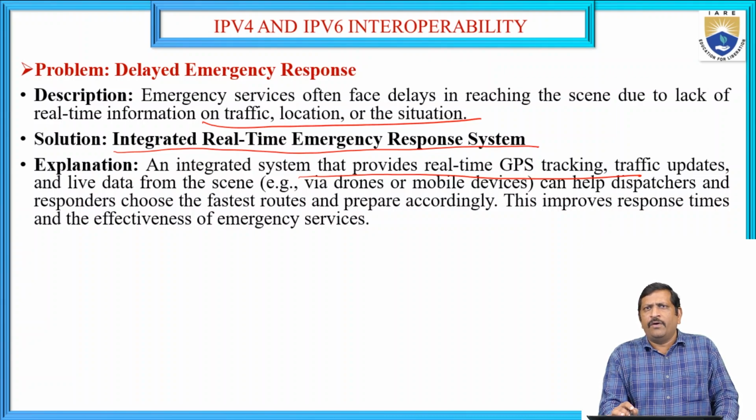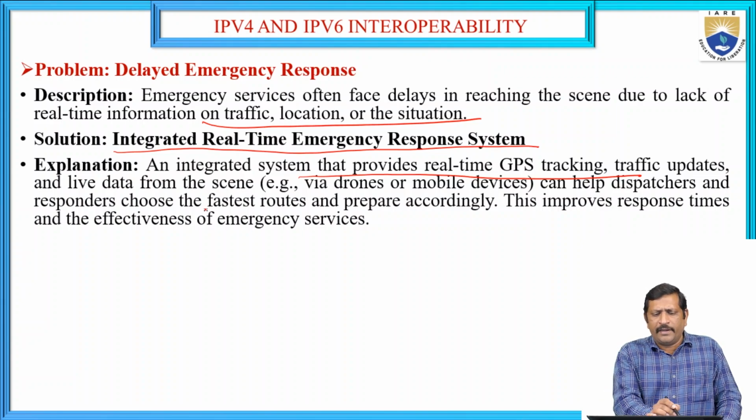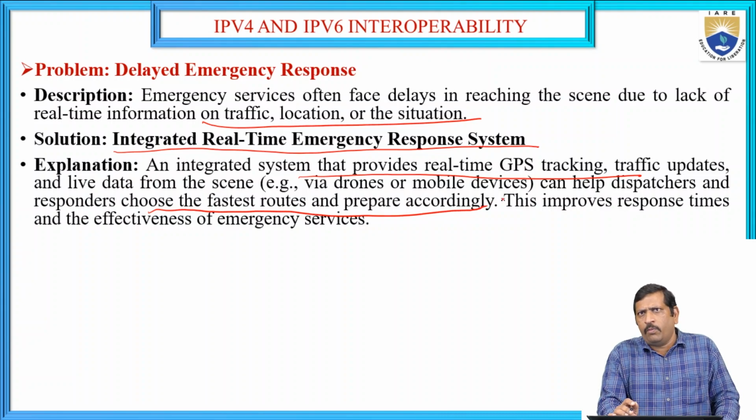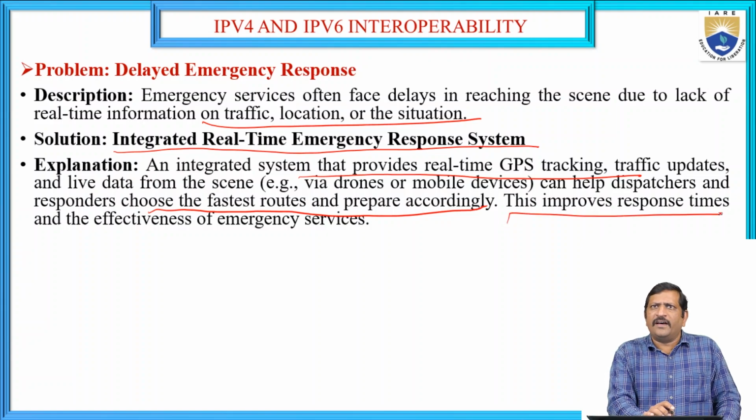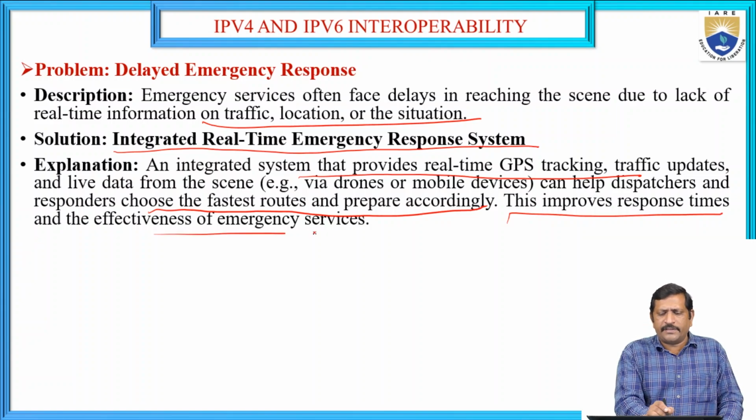Sensors on drones or mobile devices can help dispatchers and responders choose the fastest route and prepare accordingly. The best example is Ola or Uber cabs. These are all integrated real-time emergency response systems. This improves the response time. Traffic analysis can be done, improving response time and the effectiveness of the emergency services.